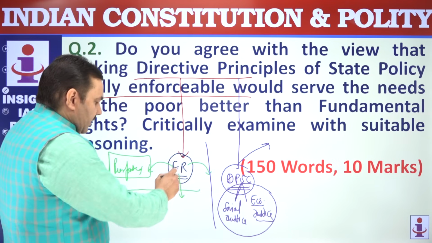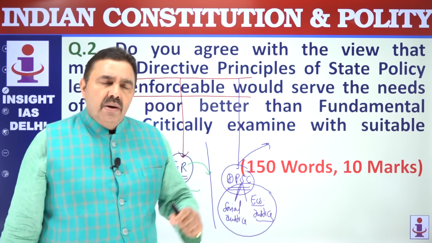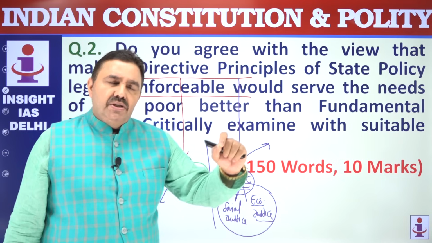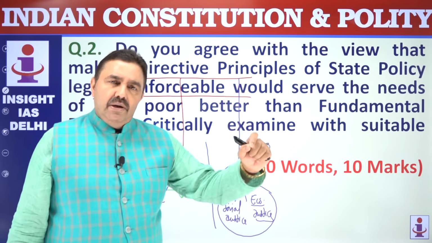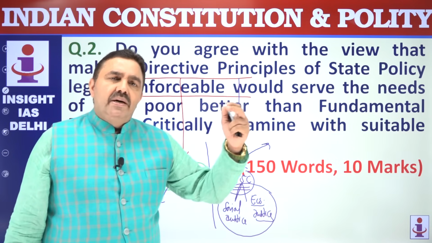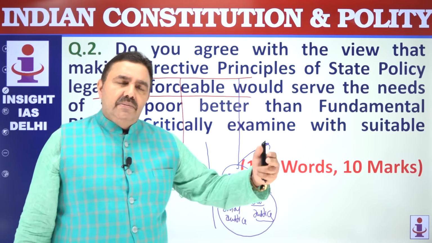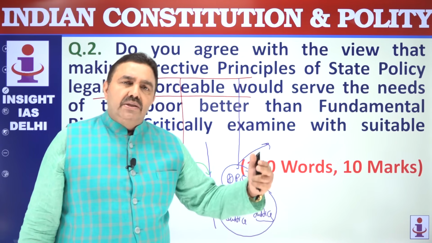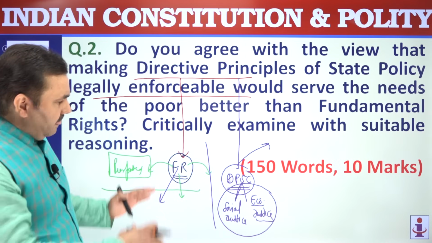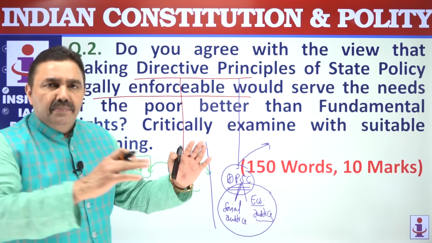Without fundamental rights, you cannot have, for example, the right to equality before law. If you do not have the right to equality before law, if you do not have protection against discrimination, if you do not have equal opportunity in public employment, if you do not have protection against untouchability, if you do not have the freedoms guaranteed by Article 19, if you do not have protection against begar or forced labor, if you do not have the right to practice your own religion, belief and practices, or the right to save your cultural institutions and cultural practices, then without those rights, even social and economic empowerment would become meaningless.